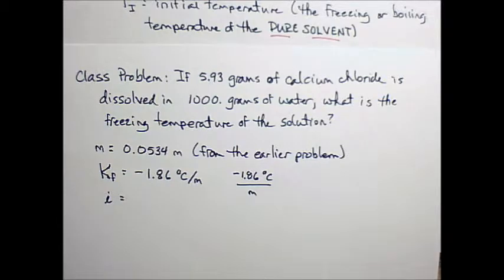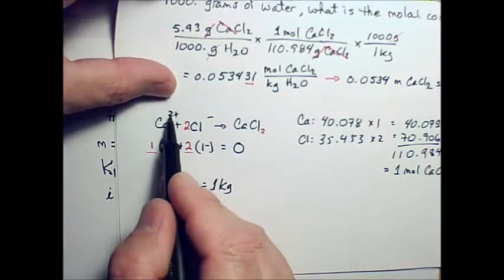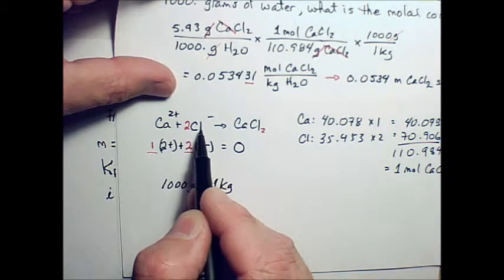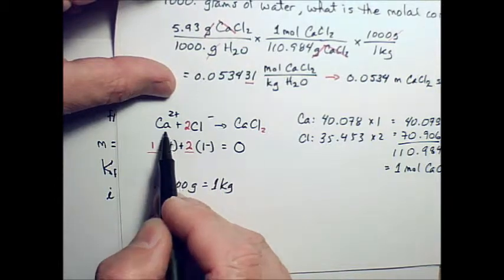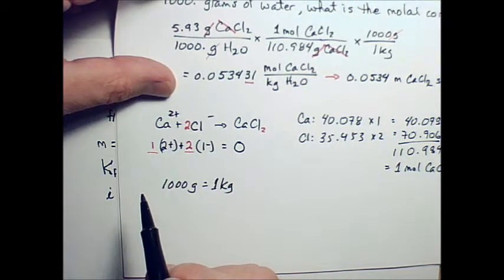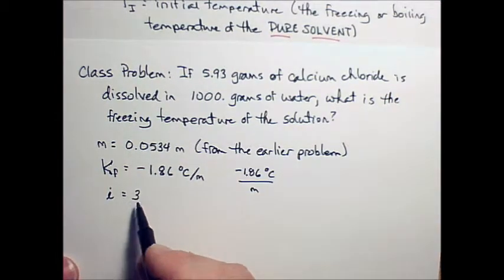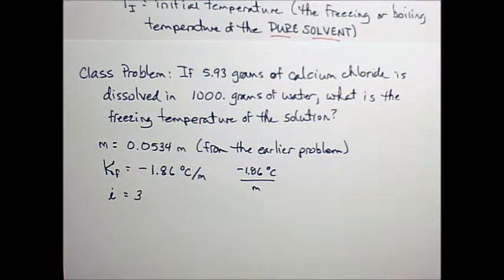Okay, we wrote the formula for calcium chloride earlier. We figured out that there was one calcium particle and 2 chlorine particles. 1 calcium ion and 2 chloride ions. That's a total of 3 particles. So I here is 3, just the number 3. It's a counting number, doesn't need any units.